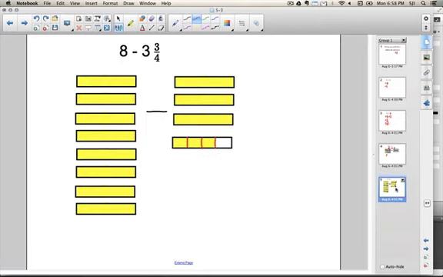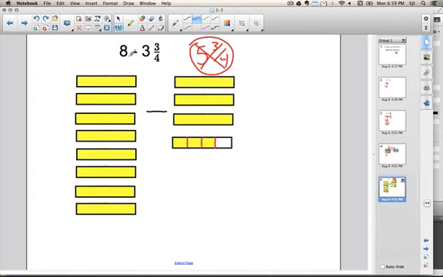Let's take a look at one last example. Here we have 8, and we're going to take away from it 3 3/4. So I've already modeled this for us. What most students will do is they'll go, oh, 8 minus 3 is 5, and then they're just going to stick the 3/4 on the end. Let me give you a hint. That is not the answer. We can't just do that. We have to do that borrowing thing, right?